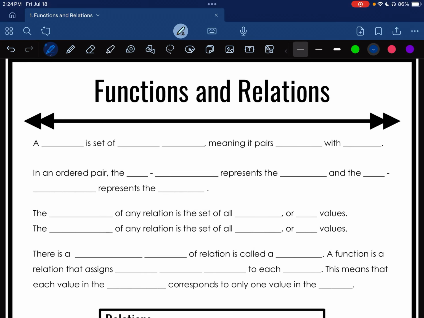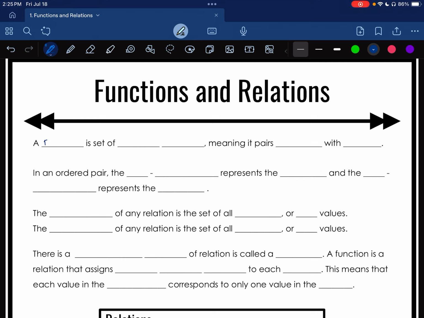Welcome to a new unit. We are talking about two things today, functions and relations. So it's going to be a little bit vocab heavy at the beginning, but it will get better, I promise.